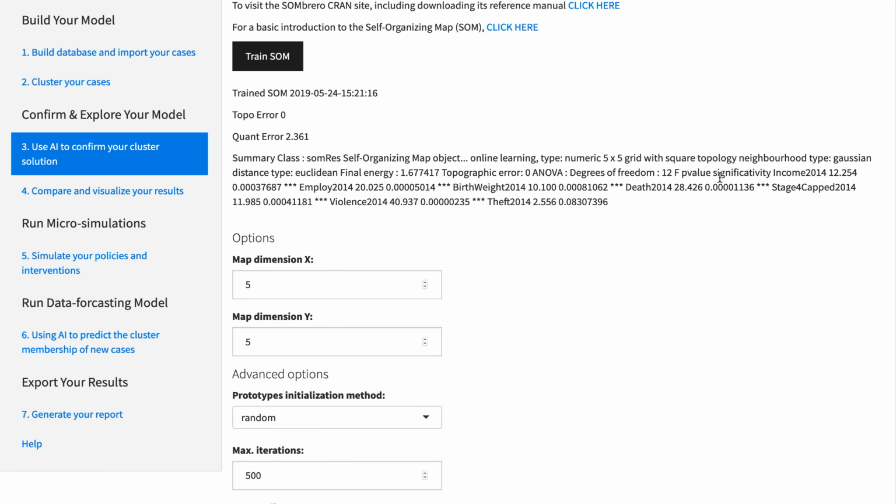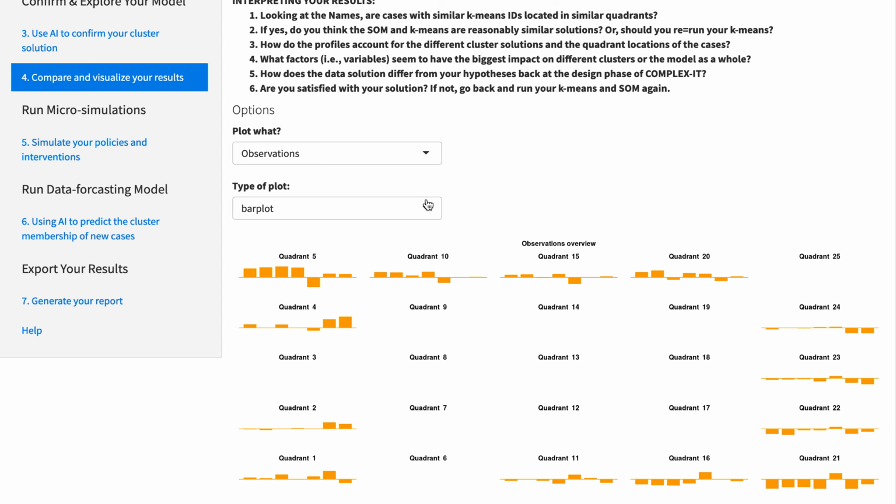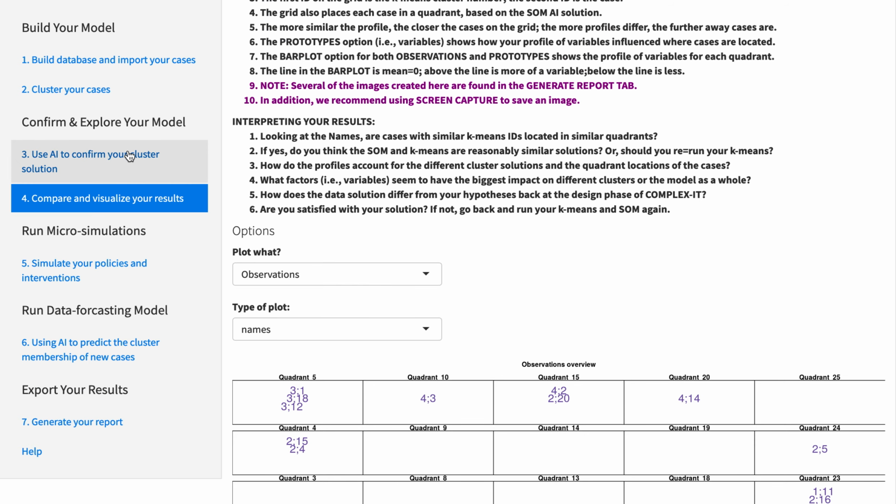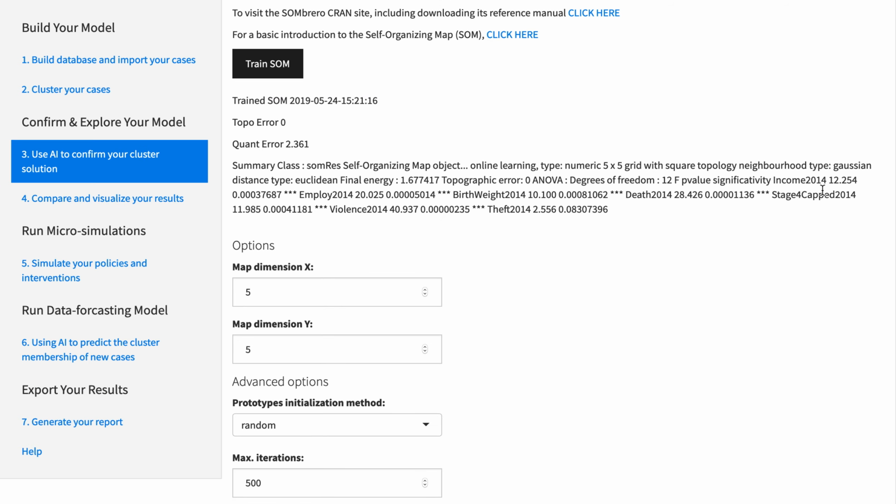What this is telling you over here is how important those factors were in making up the actual clustering of the cases. In other words, which factors accounted for the greatest. And again, that is typical of what an F statistic is. So you see income deprivation was 12, employment 20, birth weight 10, death rate 28. So you can see that death rate and income, for example, played a huge part in determining where cases were placed. The larger the F value, the more significance that factor played.